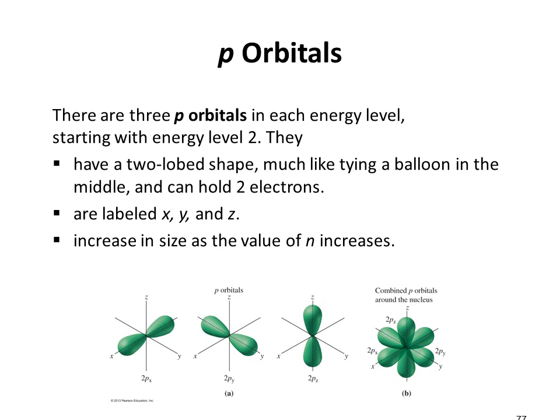So we can have 3 p orbitals. Each one can hold 2 electrons, so we can have a maximum of 6 electrons in the p sublevel. And the size of these orbitals increases as we go up in energy level.